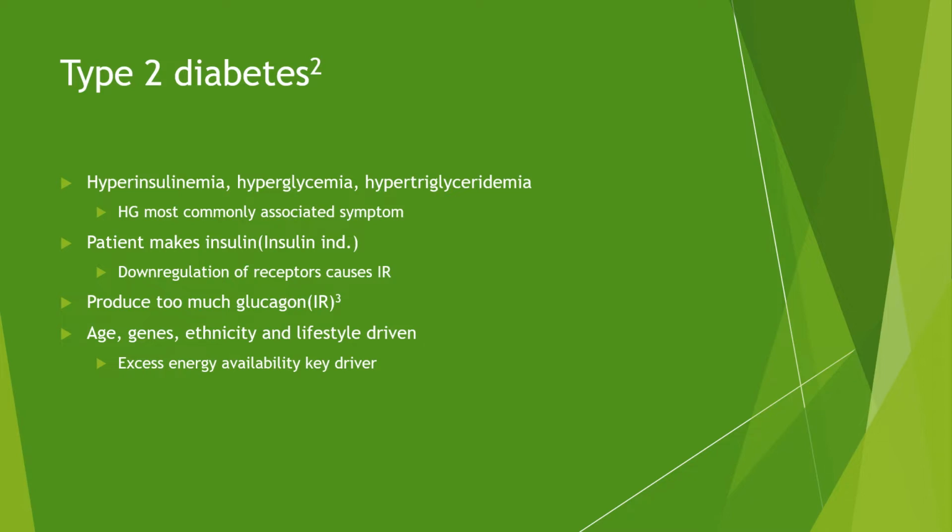Now, what do we see in type 2 diabetes? We see what is a triumvirate of effectively energy excess. We see hyperinsulinemia, which is high insulin levels, hyperglycemia, which is high blood glucose levels, and hypertriglyceridemia, which is high triglyceride levels. We also tend to see some defects in lipid or fat metabolism. You'll generally see increases in LDL cholesterol, maybe decreases in HDL cholesterol. But primarily what most people think of with respect to type 2 diabetes is the high blood glucose levels.